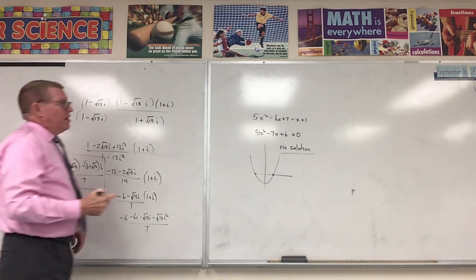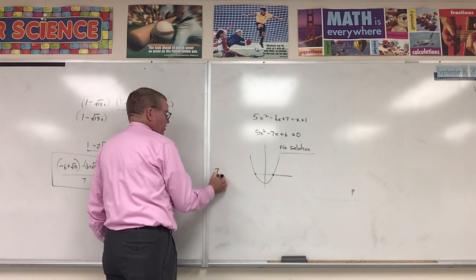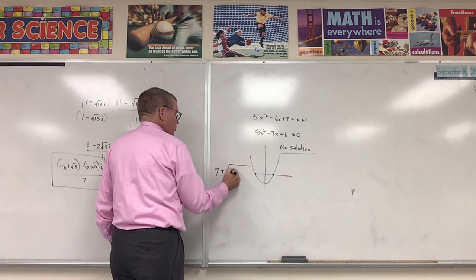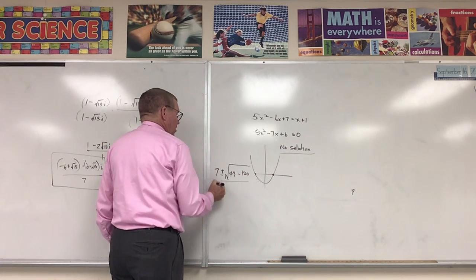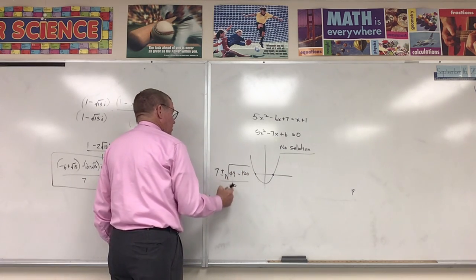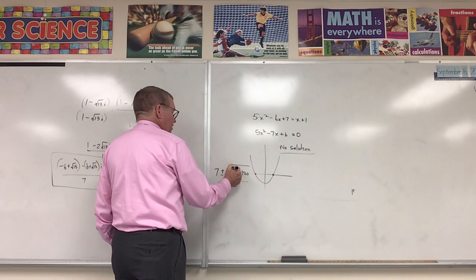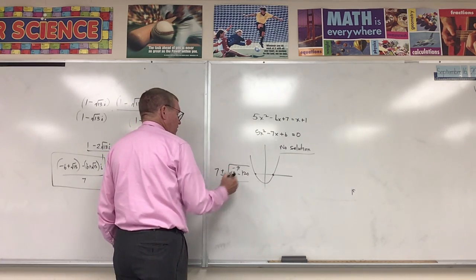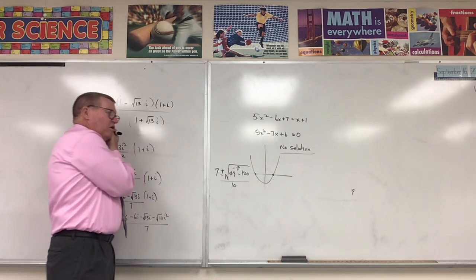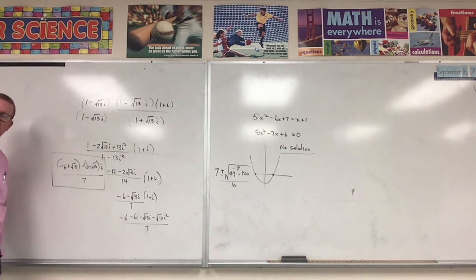We could have done this with the quadratic formula as well: 7 plus or minus square root of 49 minus 120 over 10. We notice this is a negative 71. So I know that's an imaginary number, so there are no real zeros. So I can say there's no solution there as well, either by graphing or quadratic formula.